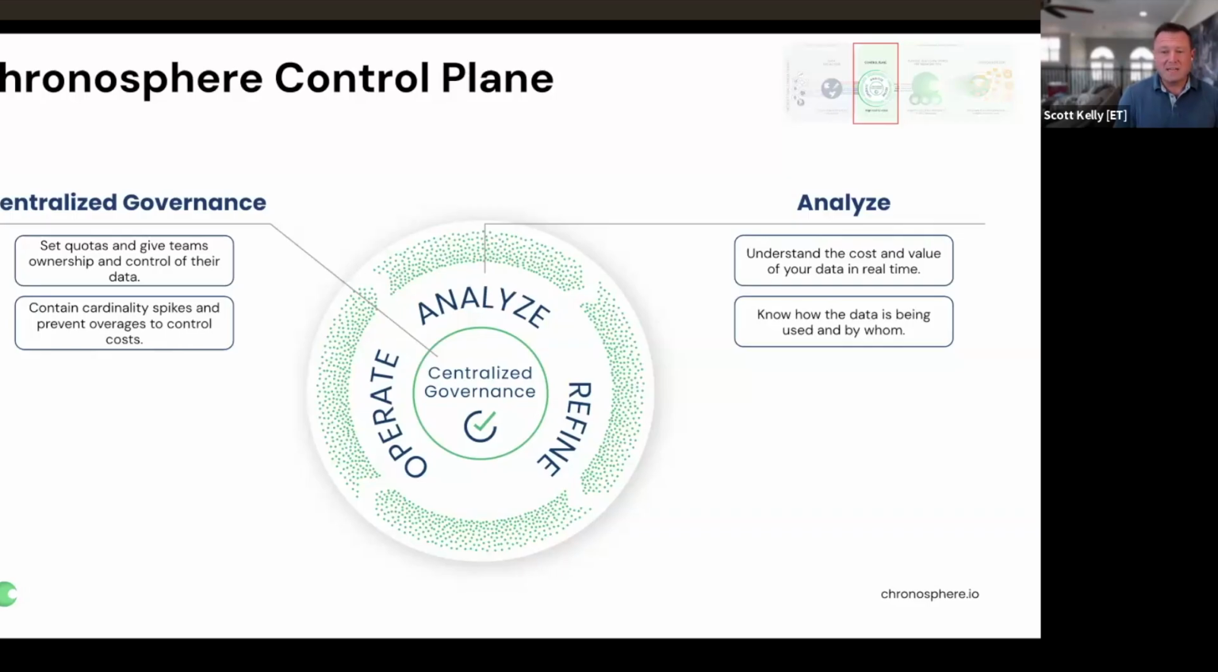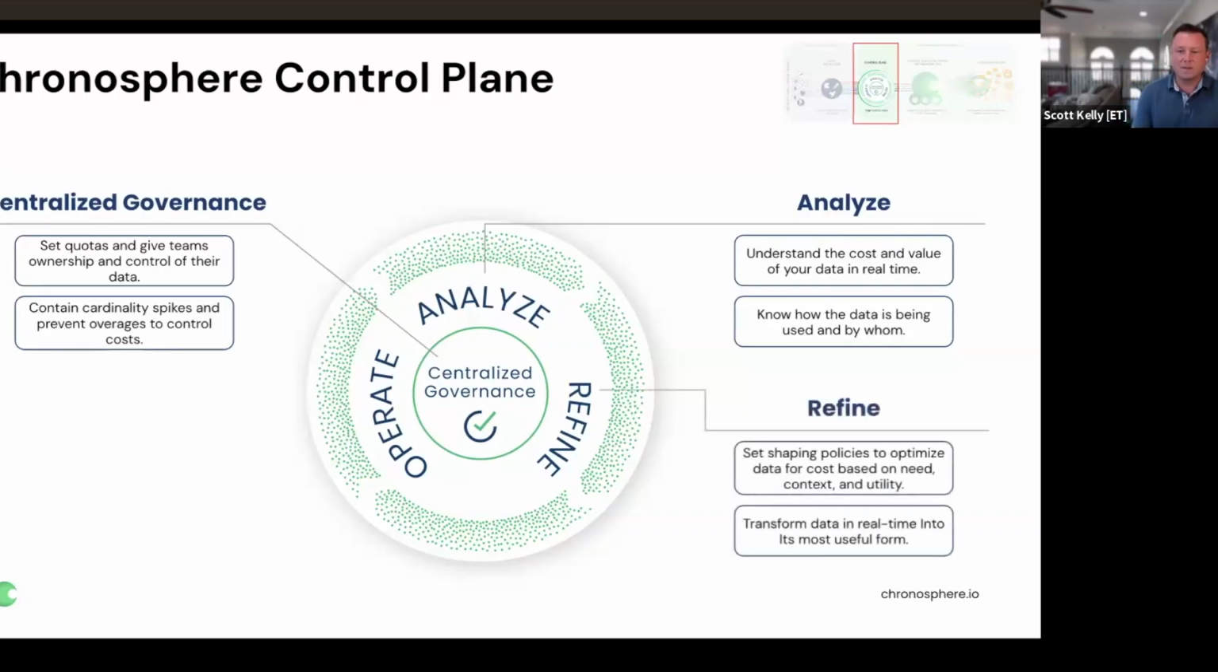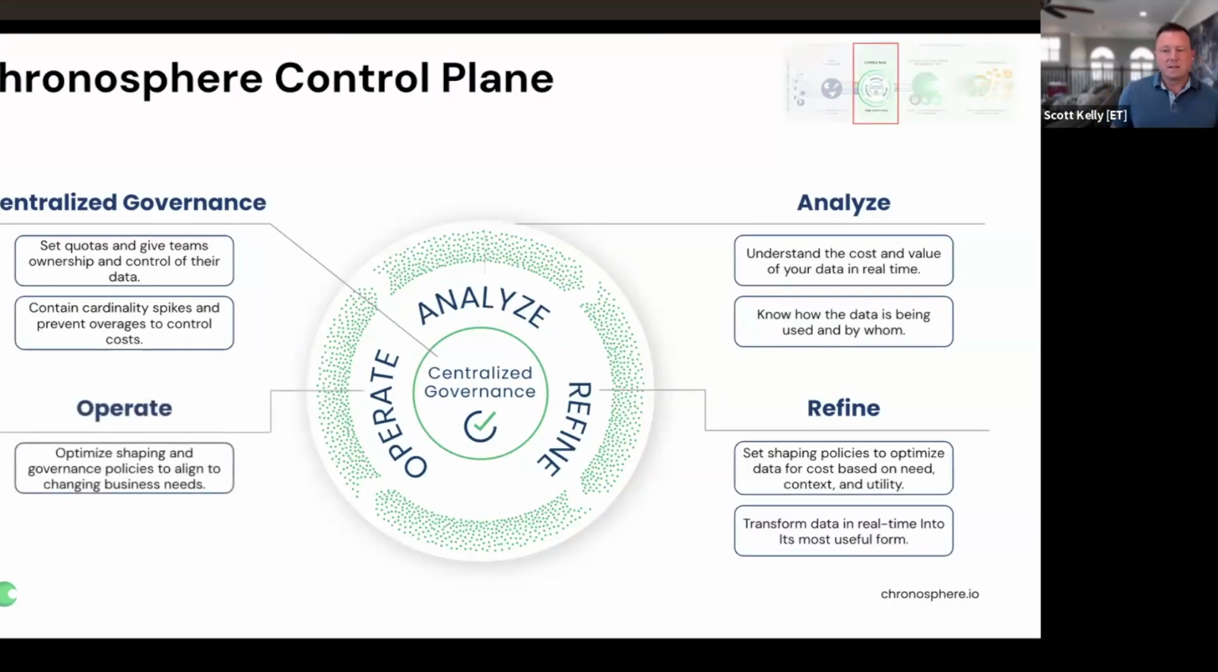Once you have that information, you can go into the refine area. That's about setting shaping policies to optimize the data, using aggregations and things like that, and being able to drop data, because now that you understand the value of that data from the analyze phase, you can make those changes and transform this data to make sure that it's delivering the value that is required.